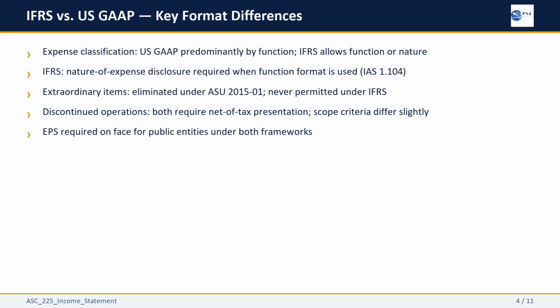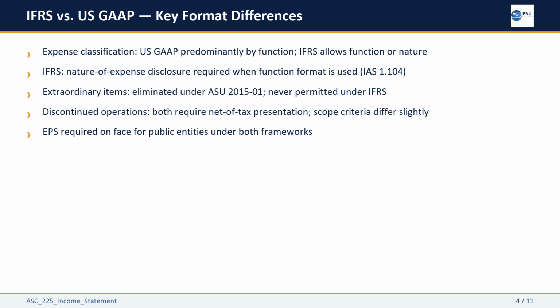Here is where the two frameworks diverge in ways that matter for financial statement preparation. US GAAP classifies expenses predominantly by function: cost of goods sold, selling, general, and administrative. IFRS allows classification by function or by nature, but when function is used, IAS 1.104 requires supplemental disclosure of expenses by nature, including depreciation, employee benefits, and raw materials costs. US GAAP has no equivalent mandatory nature of expense disclosure.